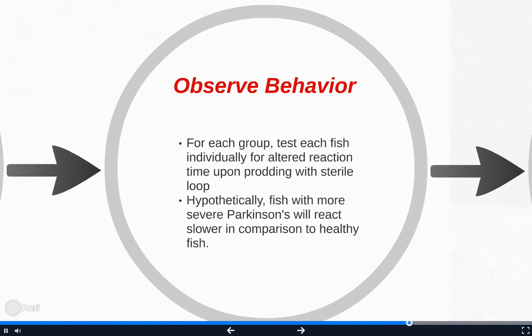Then we will observe the behavior of the zebrafish. We will test each fish's reaction time by prodding it with a sterile loop. Hypothetically, the fish that benefited the most from our treatment will react more quickly in comparison to the fish that received no treatment.